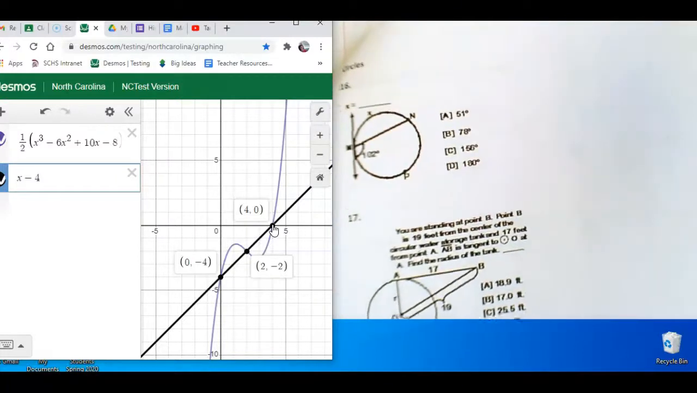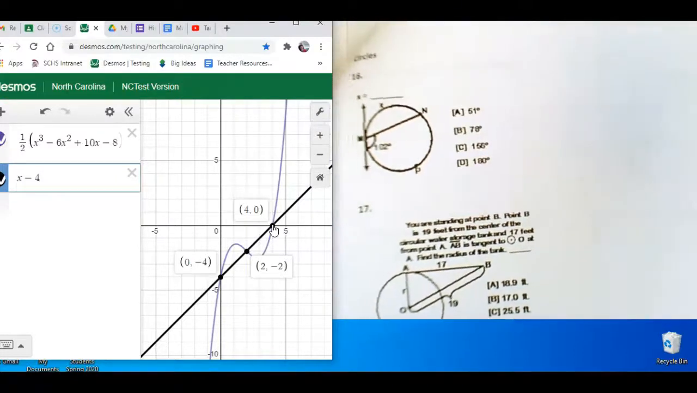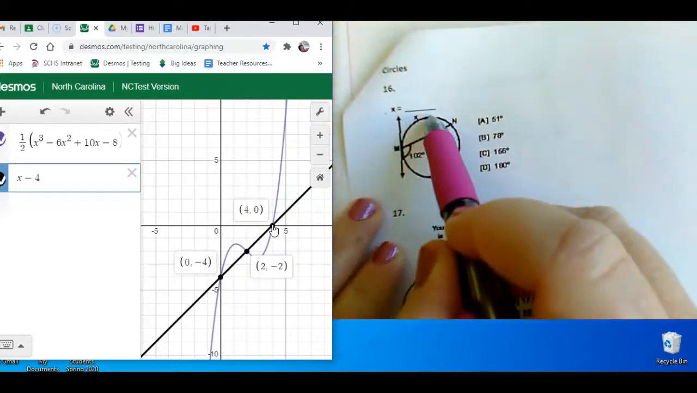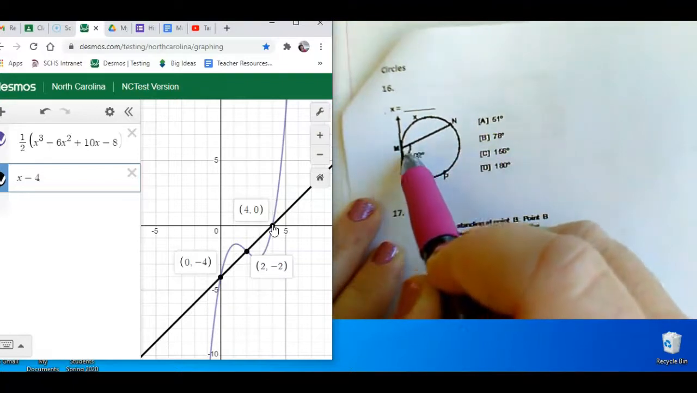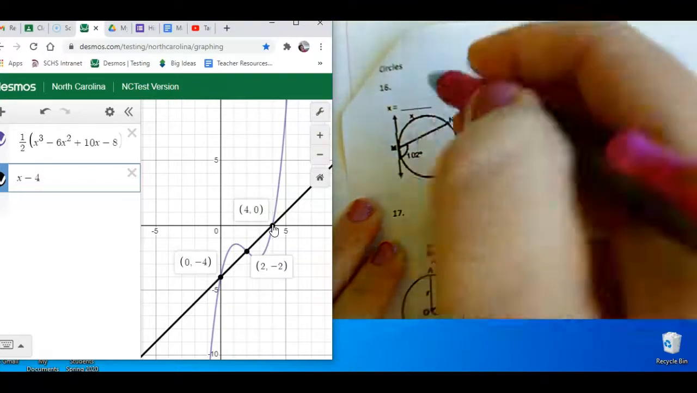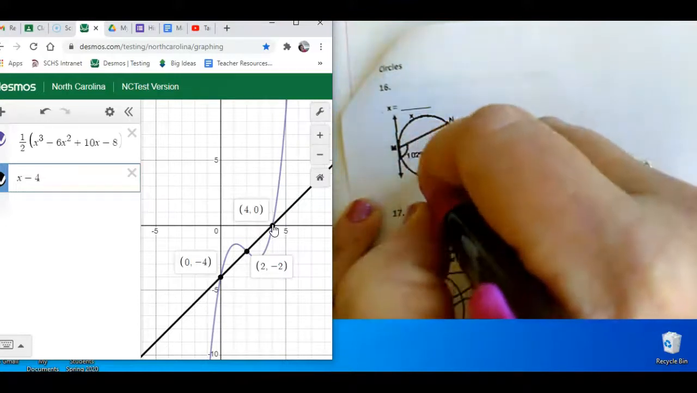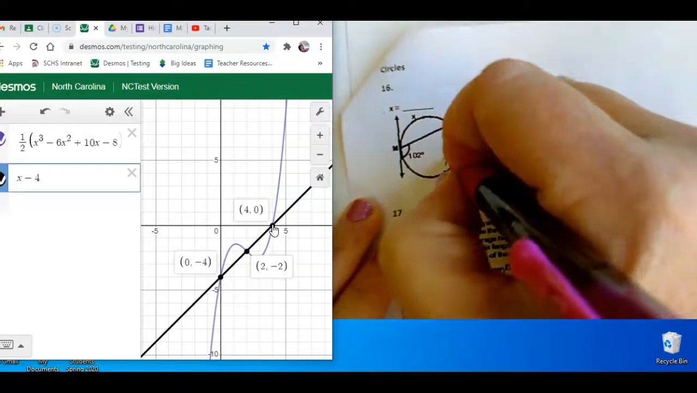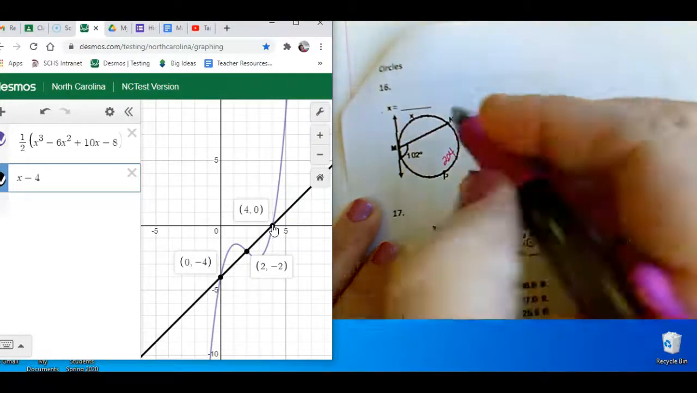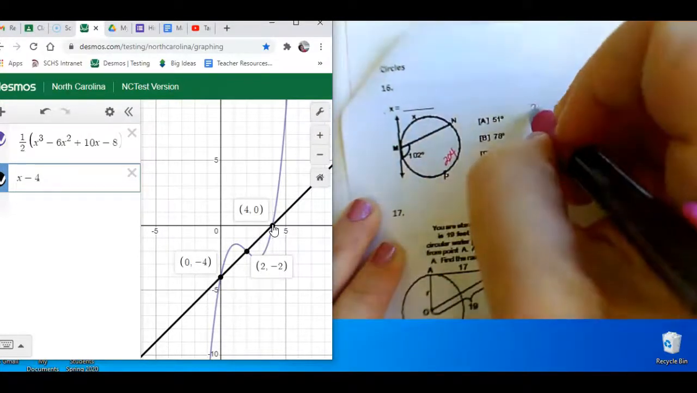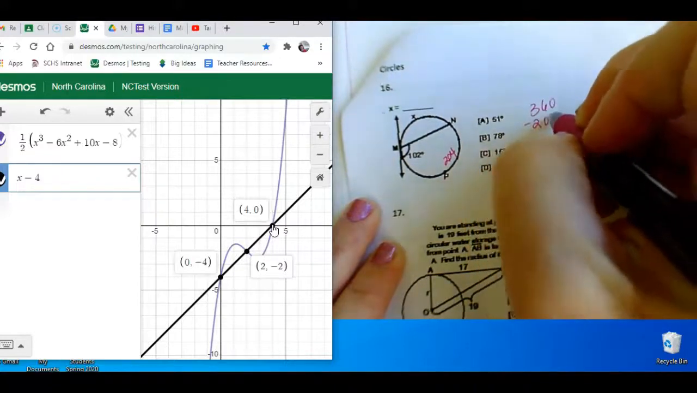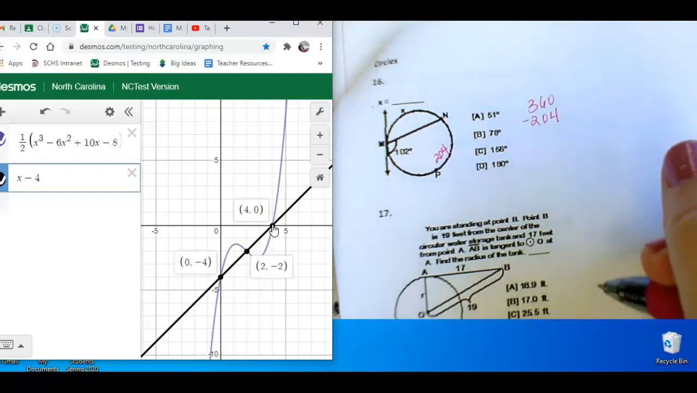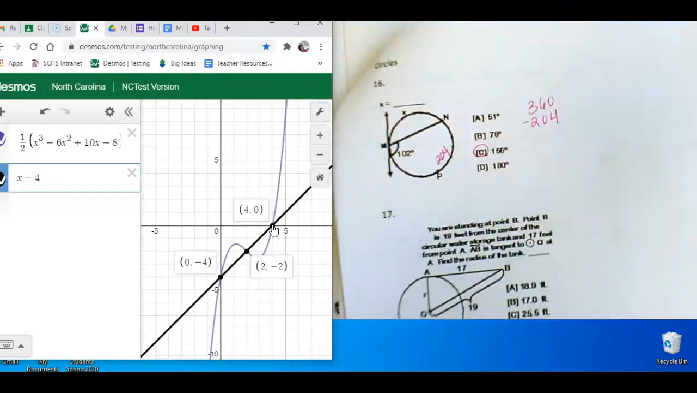Let's look at some circles real quick. So number 16, we're asking what x is, and x is this arc right here. I know that this angle is 102, and that angle is across from this big arc, which I know I need to multiply that by 2 to get that arc. And then to get the rest of the arc, I'm going to take 360 and subtract 204 to get the arc that I'm looking for. And when I subtract that, I do get 156.